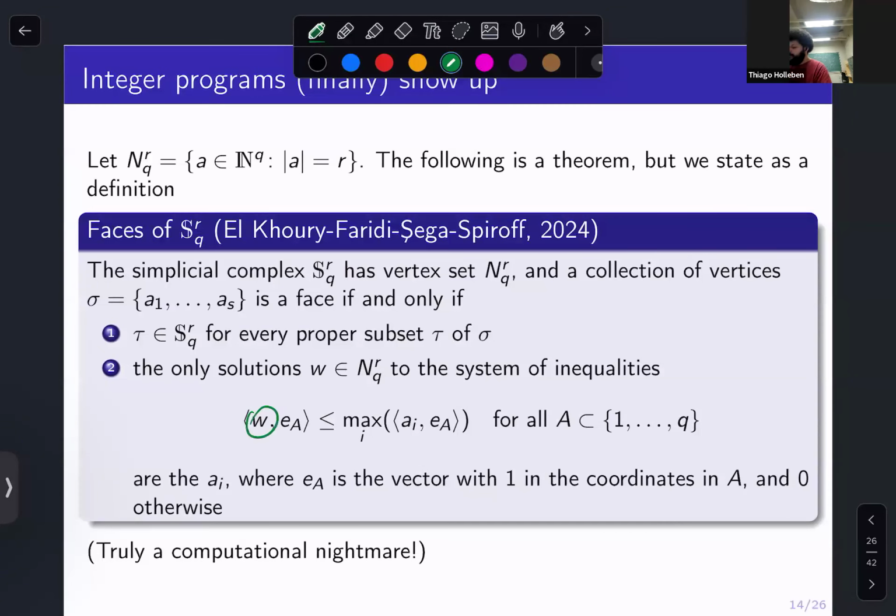So the system of inequalities, like the integer programs that we have, are going to be basically, you take your W, which let's say you want to know if it's a solution or not, and you take the dot product with these E_A vectors. So the E_A vector has ones on the coordinates in A and zeros outside. And so you want to look at every possible subset of Q. You take the sum of the entries in that subset of your vector, and you want it to be less than what you get when you do it for the vertices of what you think is a face.